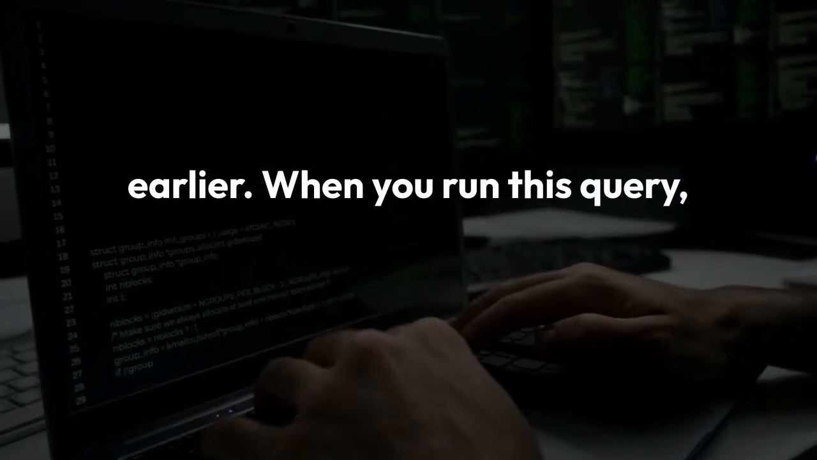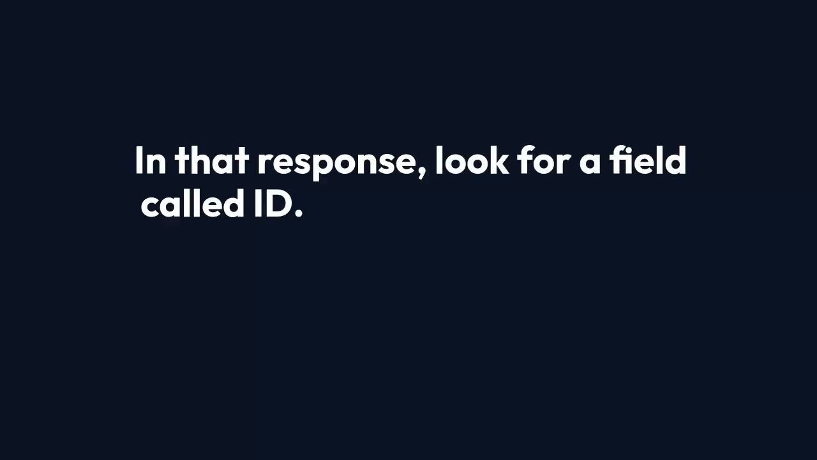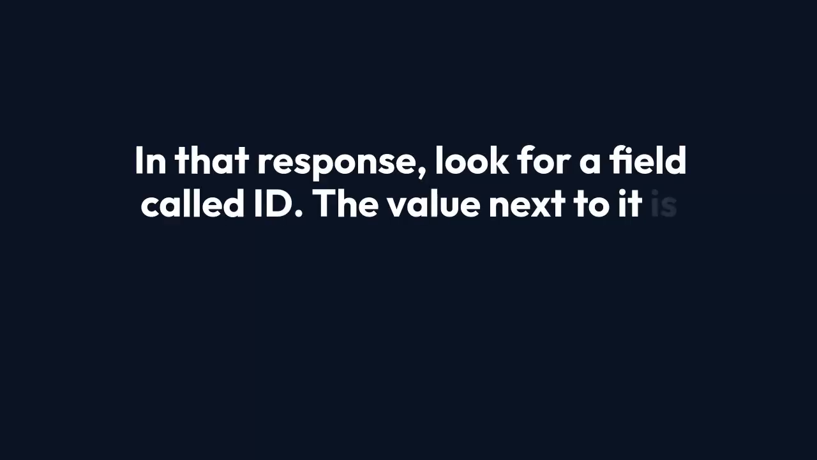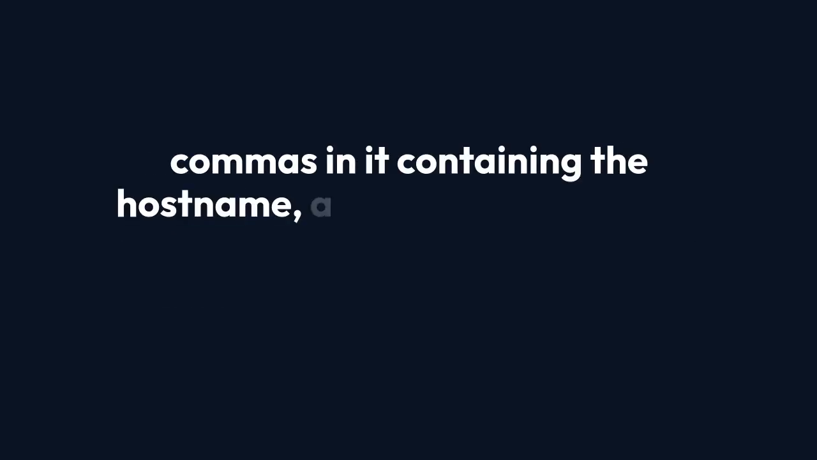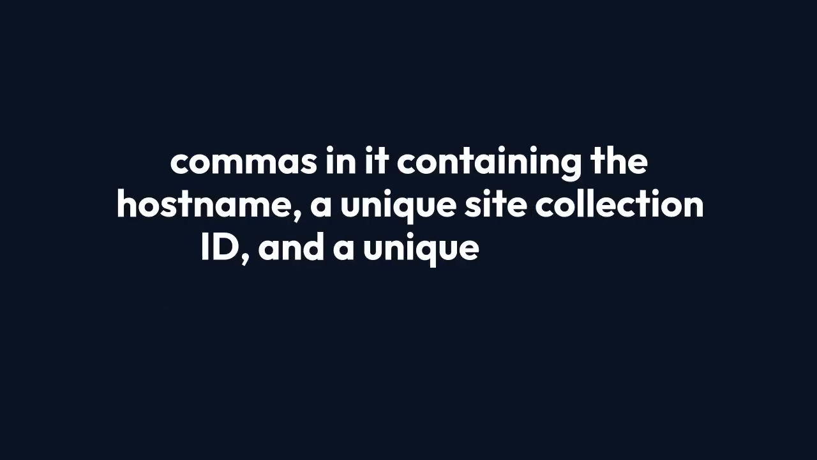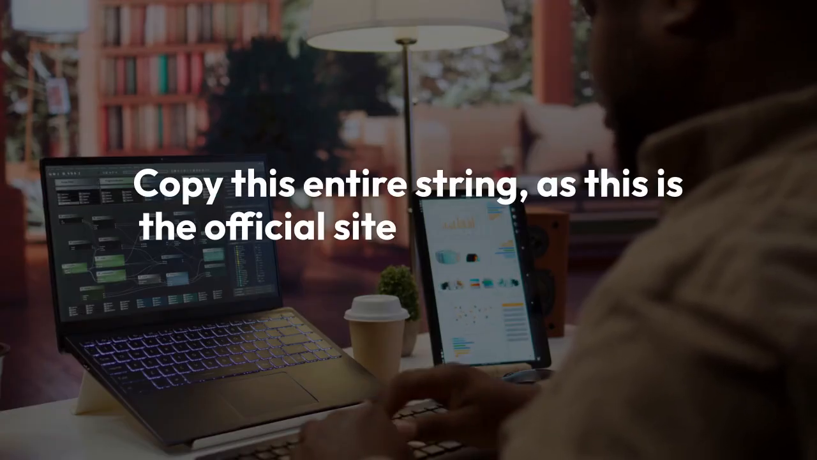When you run this query, the response below will be a block of text called JSON. In that response, look for a field called ID. The value next to it is your complete site ID. It's usually a long string with a couple of commas in it, containing the host name, a unique site collection ID, and a unique web ID. Copy this entire string, as this is the official site ID.